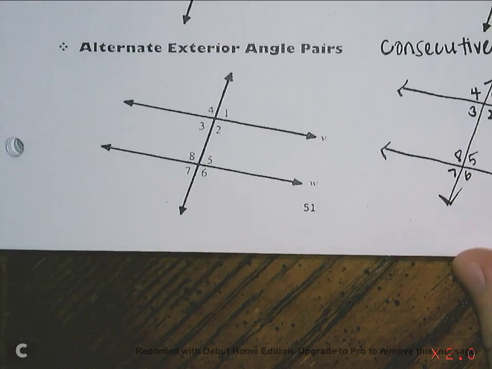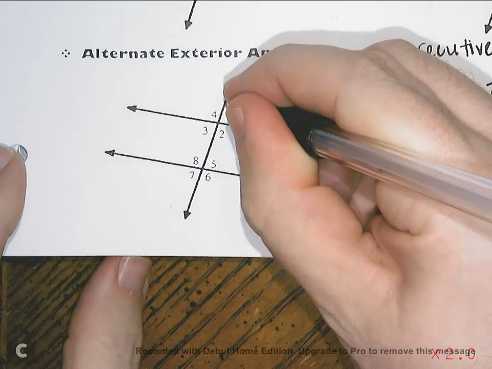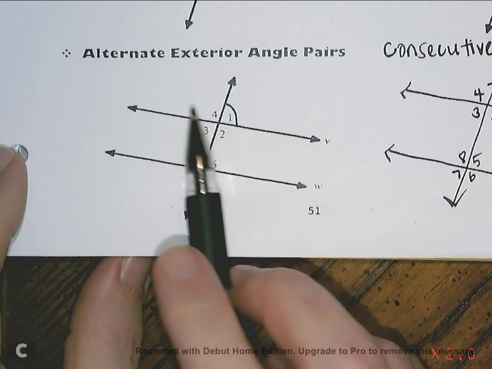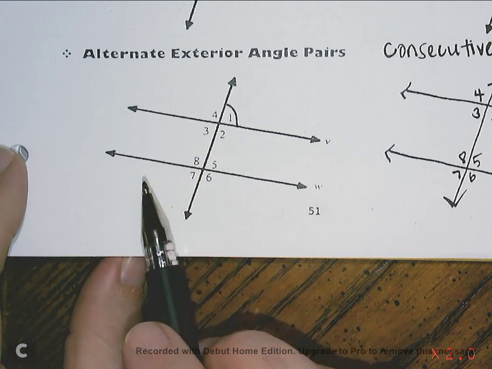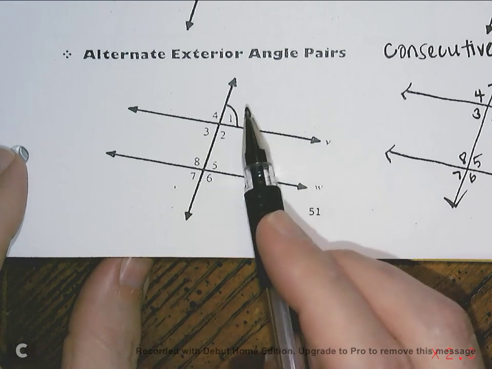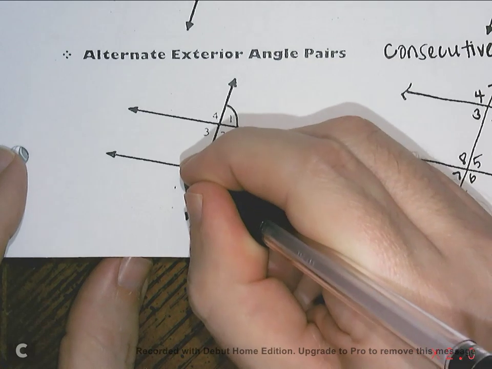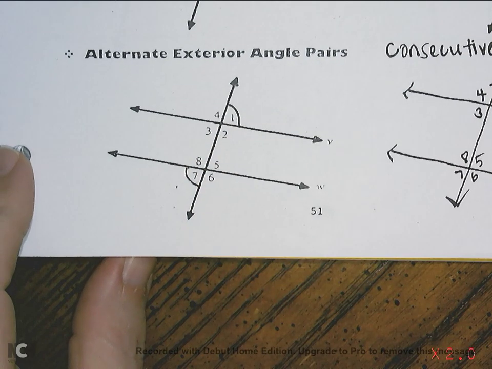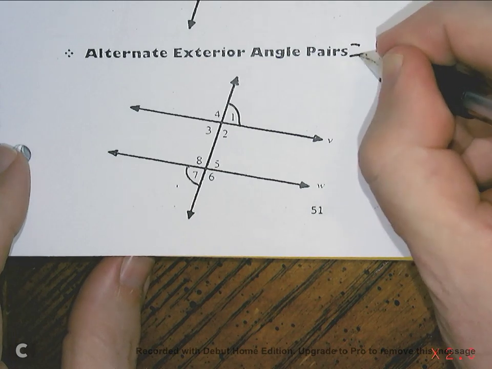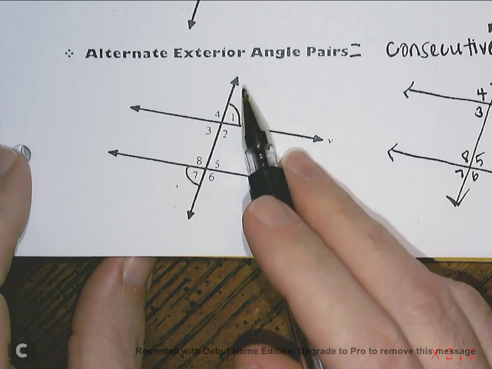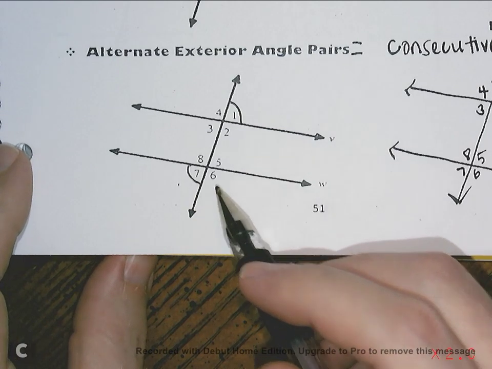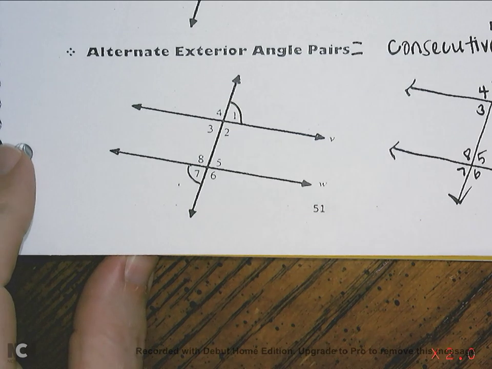Okay? So if I'm looking at angle 1, its alternate exterior angle would again be on the other side on the different intersection. Okay? So 1 and 7 would be alternate exterior angles. And these are equal to each other. So again, if 1 was 70 degrees, that means 7 would be 70 degrees. If 6 was 110 degrees, that means 4 is 110 degrees.